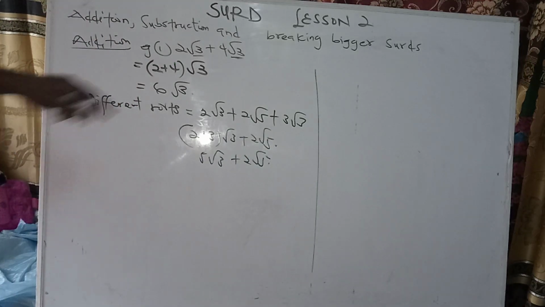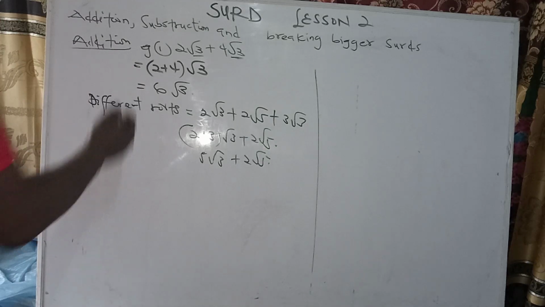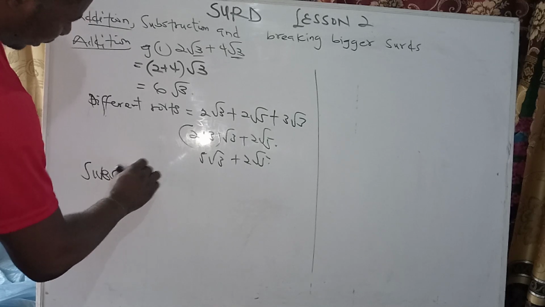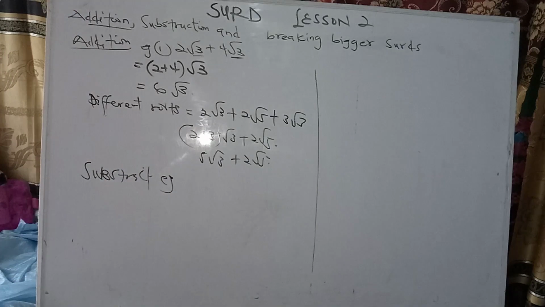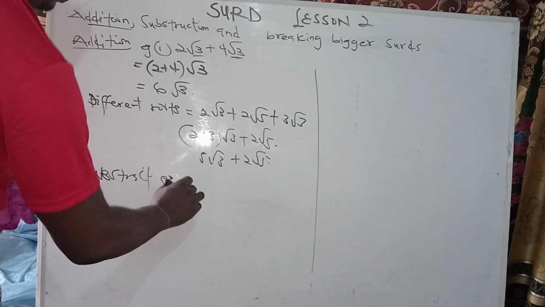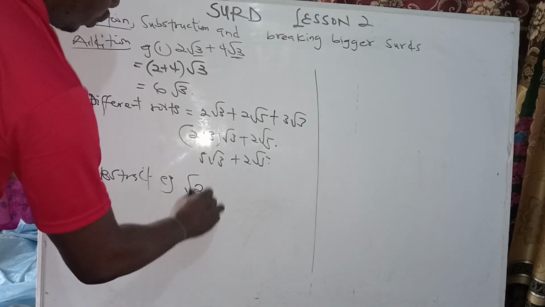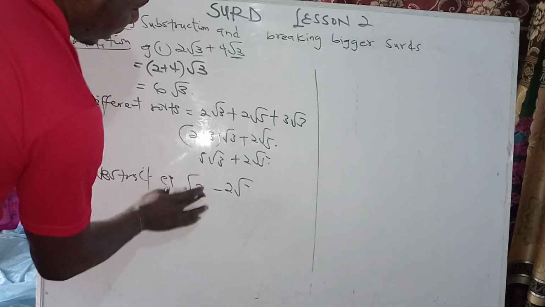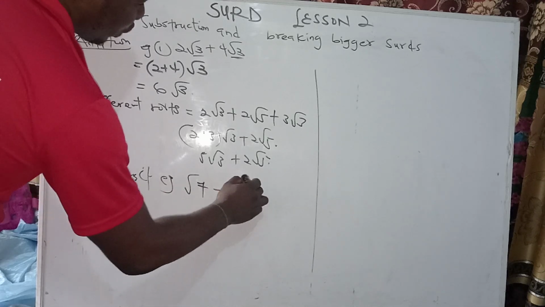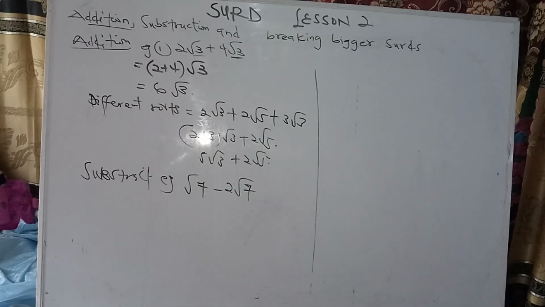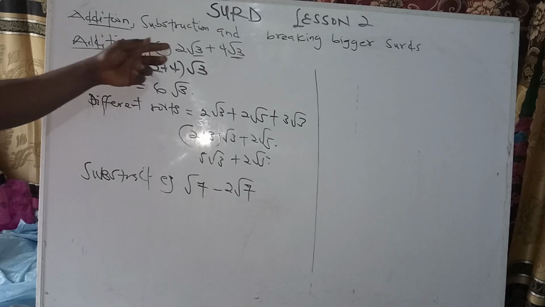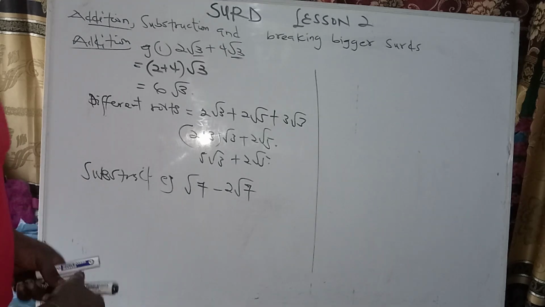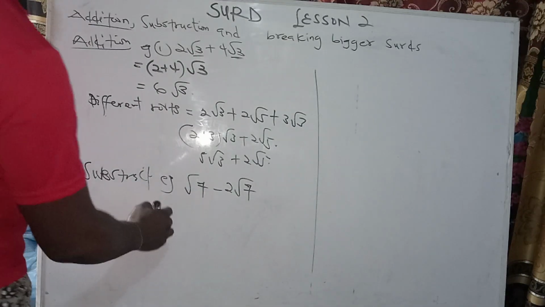Okay, let us look at subtraction. We have finished with addition, so let's look at subtraction. When it comes to subtraction, example, when I have root 2 minus 2 root 7 minus 2 root 7. It was plus, I said outside plus outside. Now since it's minus, it's outside minus what? Outside, as the sign tells us.